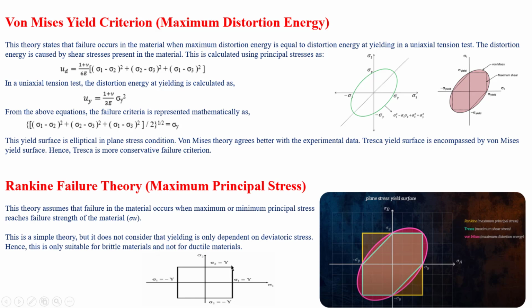So this is the rectangle, you can see, it is actually a square. It is just a representation of all three: Rankine, Tresca, and von Mises. We can see these are away, so we can't consider Rankine failure theory for ductile materials. Remember that.